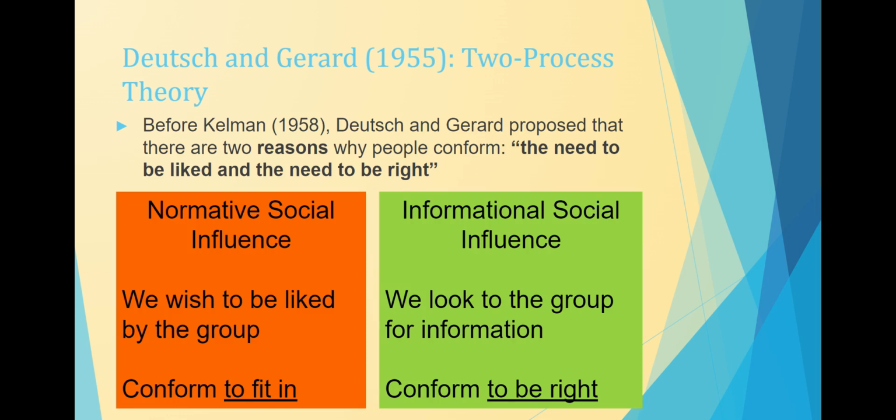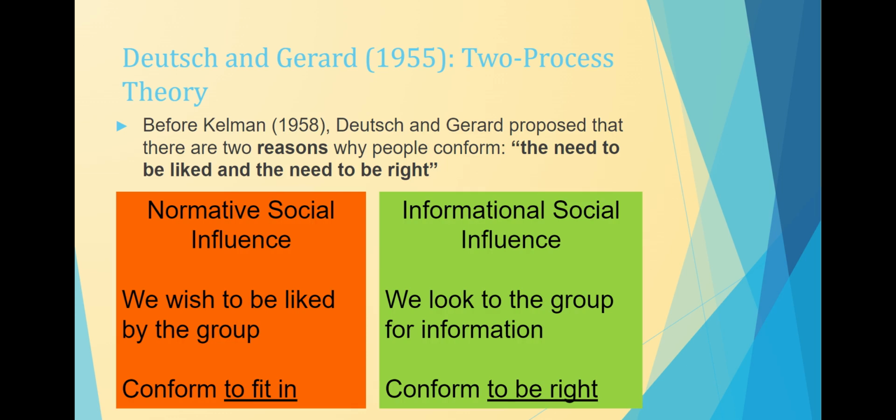Normative social influence. If we think about the word normative, obviously it sounds like the word normal. It's conforming in order to be normal or to be seen as normal. We wish to be liked by the group or conforming to fit in, so the need to be liked. Whereas informational social influence is conforming so that you can gain information. We look to the group for information and conforming to be right.